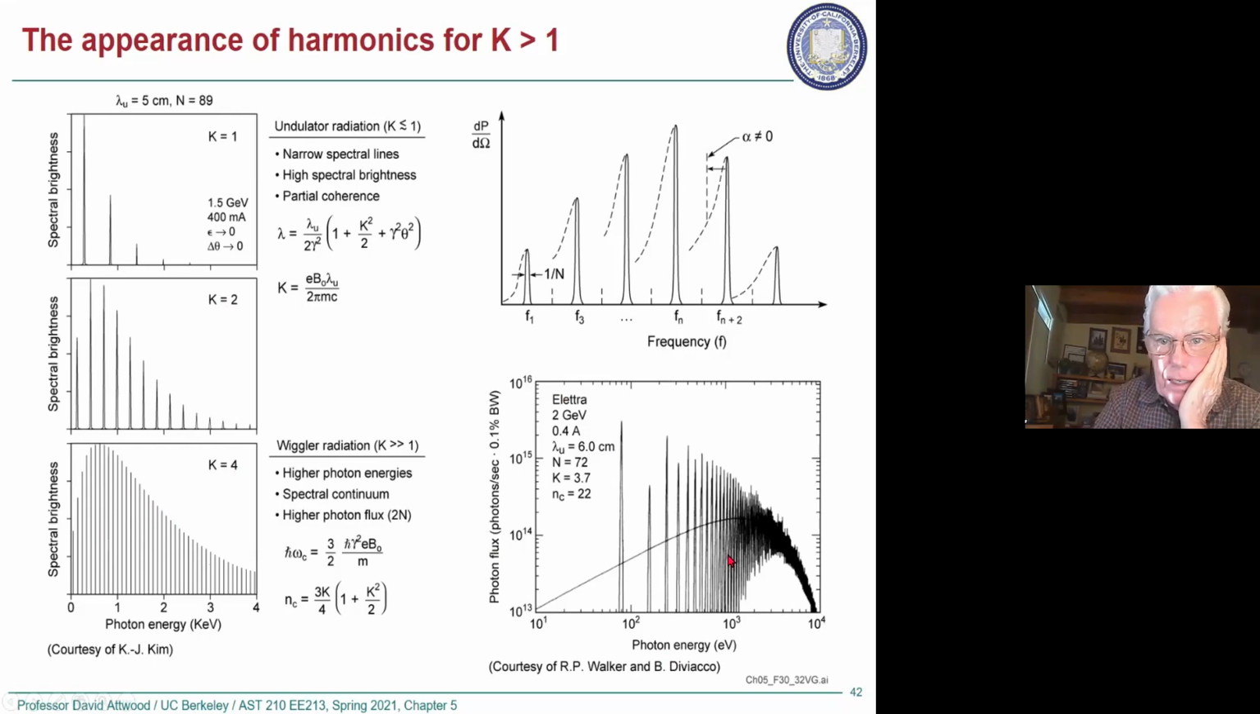In fact, here's a calculation for the synchrotron in Trieste, Italy, Elettra, 2 GeV, so quite similar to the ALS. And the harmonics are so numerous for k equals 3.7 that at a certain point they're starting to merge, and it's starting to look like a bending magnet.